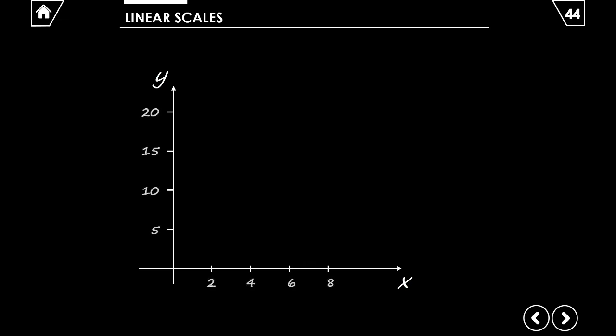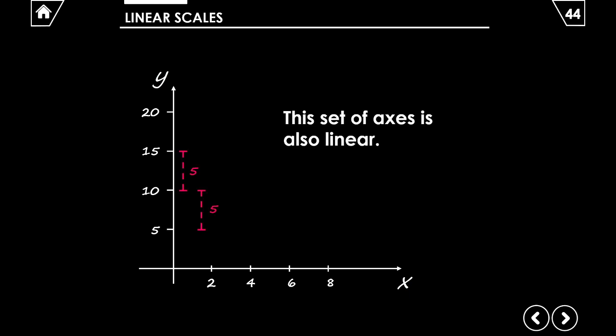Another way of drawing a linear axis is like this. It doesn't have to be going up in ones. It could be going up in fives on one axis and twos in the other. But the key thing is that the difference between this dash and this dash is the same. It's 5, as it is between these two dashes. So it is still a linear scale. It's just stretched out a little bit.